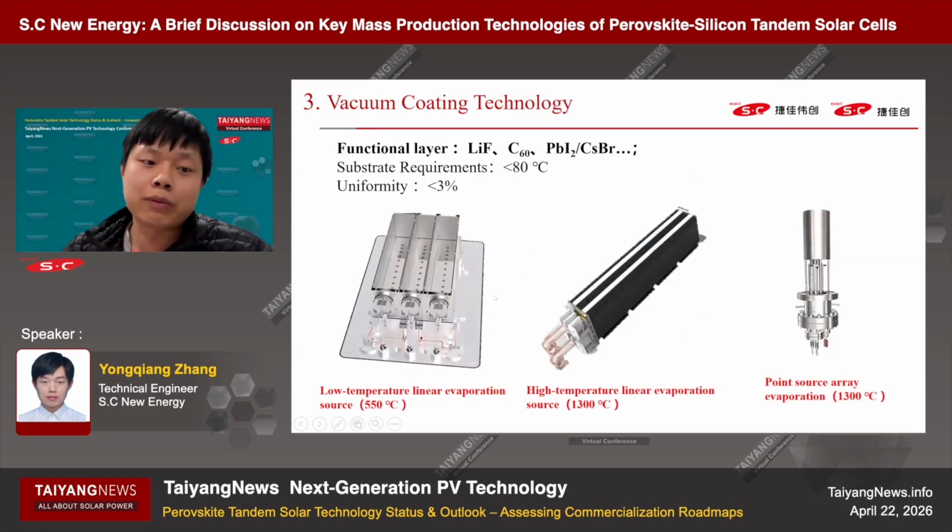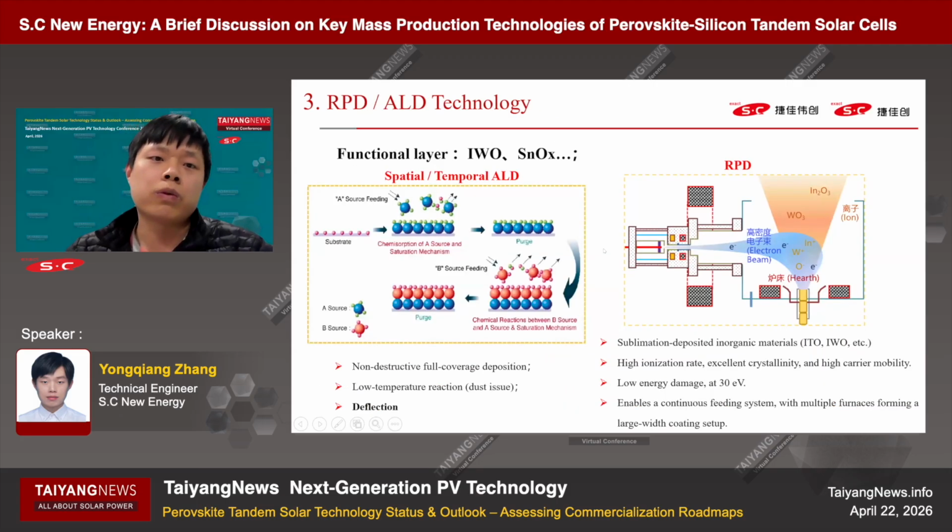Next is some information about the evaporation. Usually we can use evaporation to deposit the ETL, C60, and some of the functional layers. The substrate requirement is less than 80 degrees, and the film uniformity is less than 3%. We can choose the low temperature linear evaporation source and the high temperature one, and we can also choose point source array evaporation.